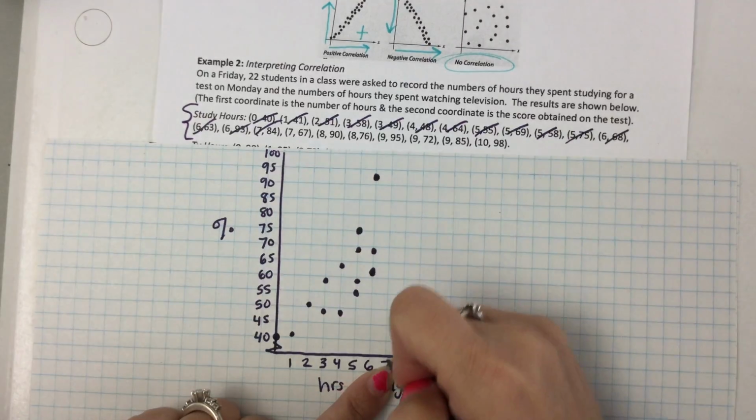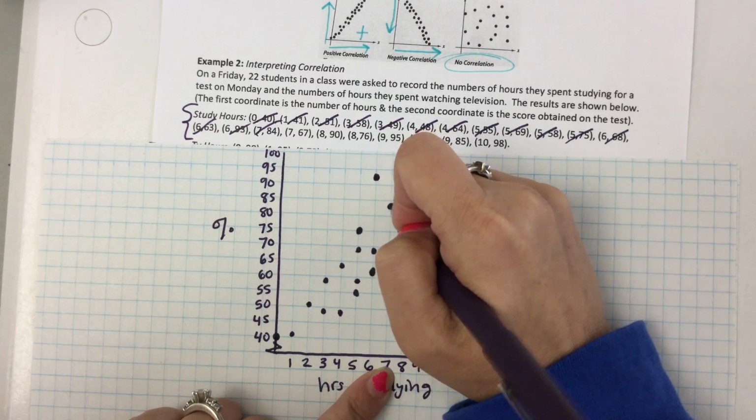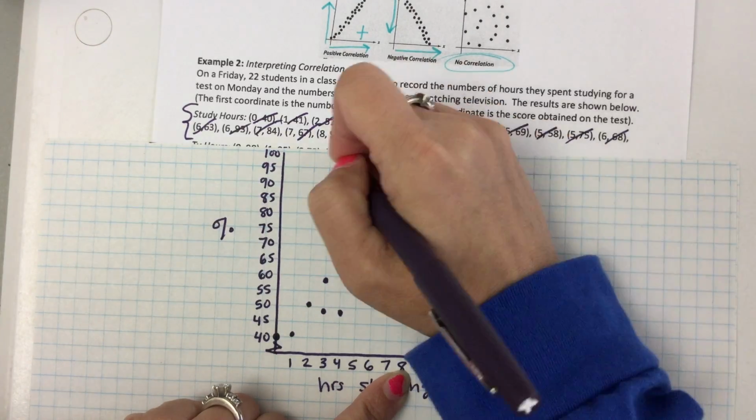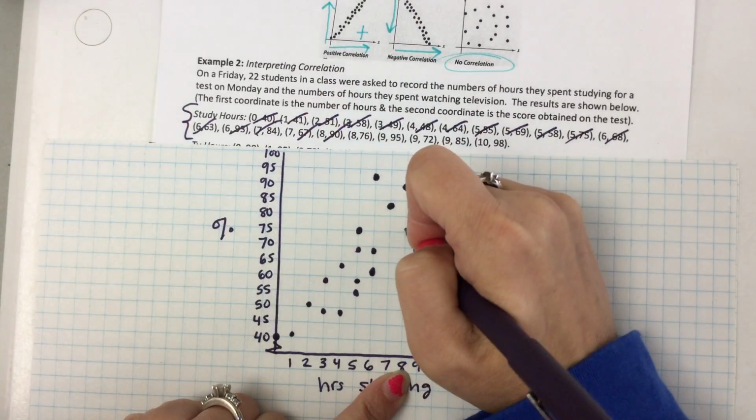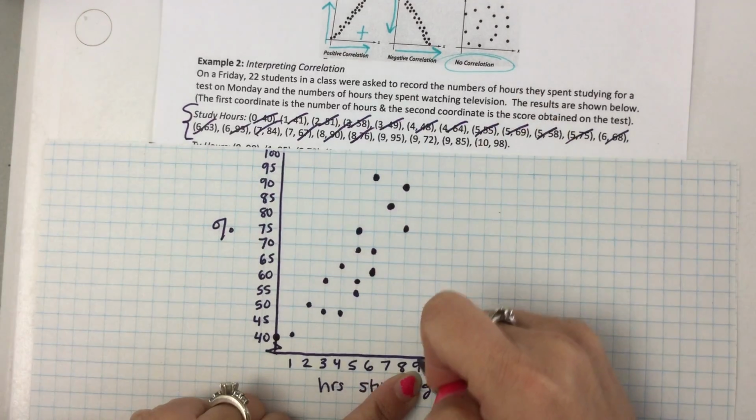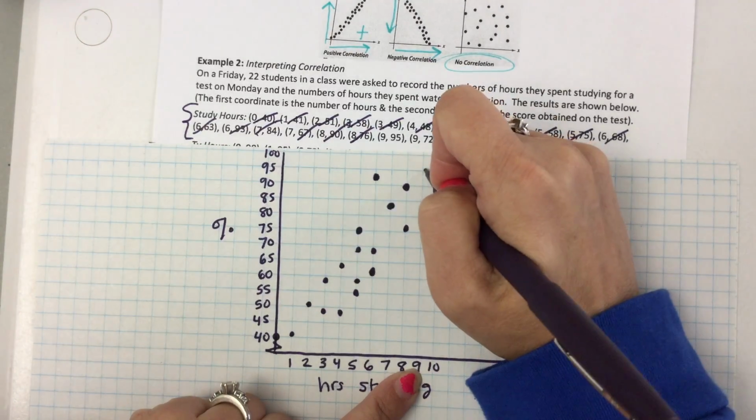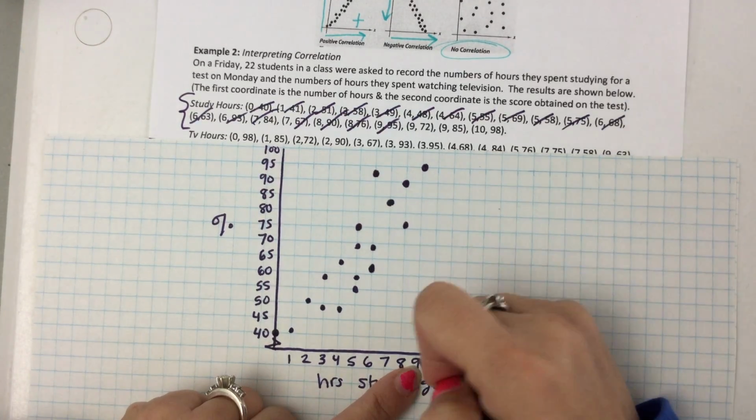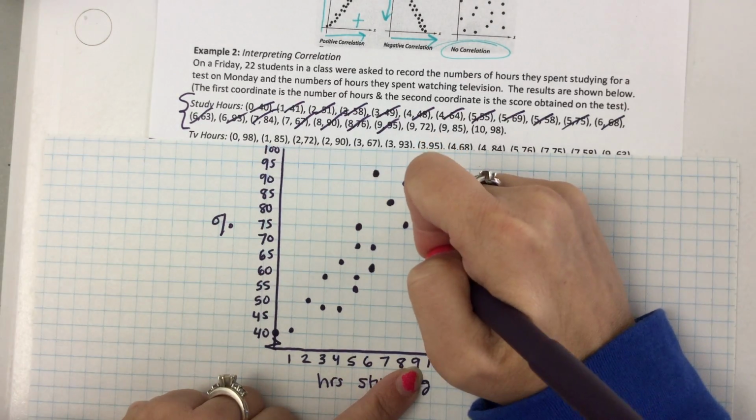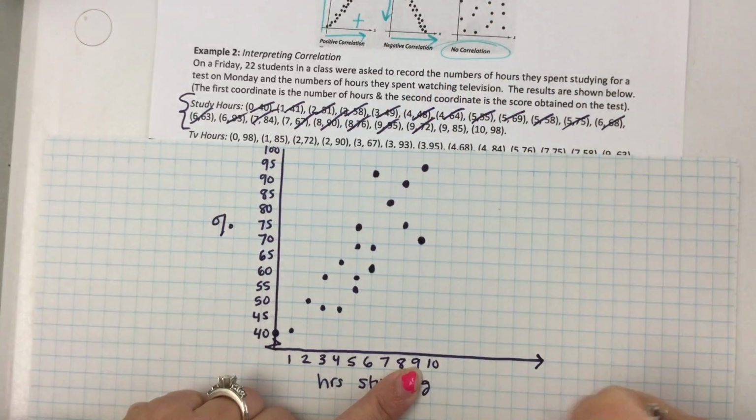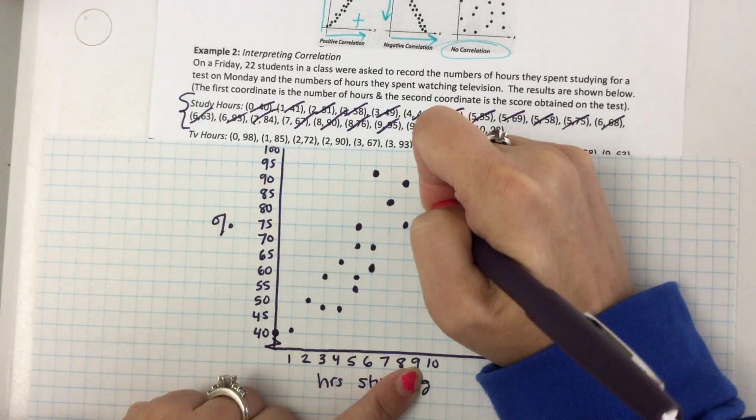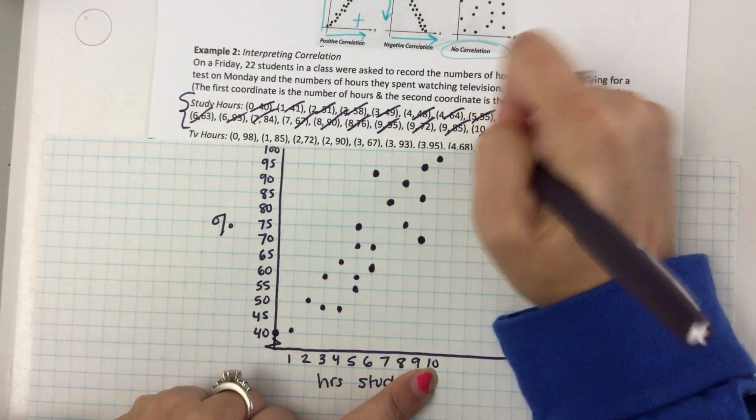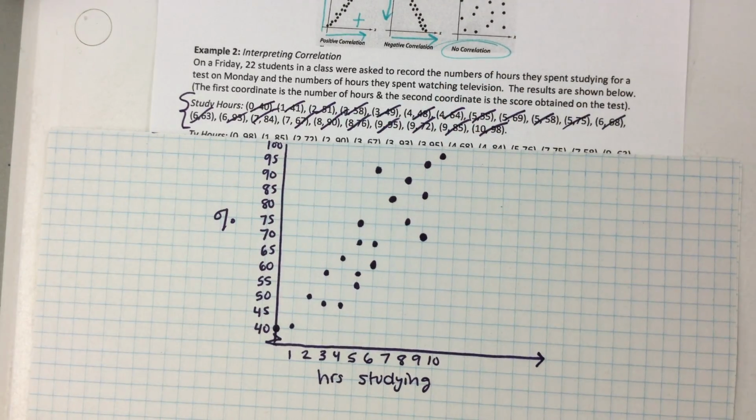7 hours, 84. 8 hours, 90. 8 hours, 76. I hope you're doing this with me. This would be really boring to watch if you're not participating. 9 hours, 95%. 9 hours, 72%. 9 hours, 85%. 10 hours, 98. Okay, so there is the scatter plot.